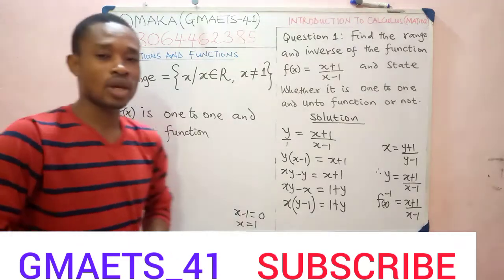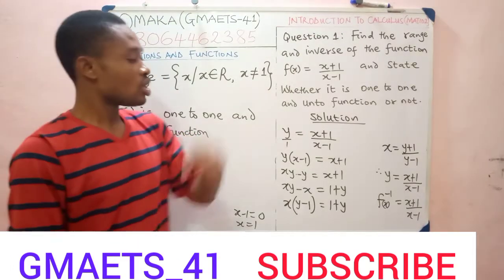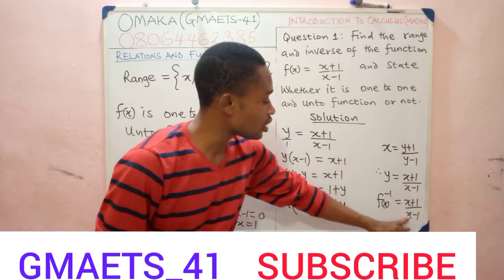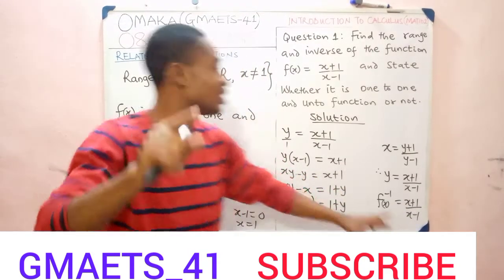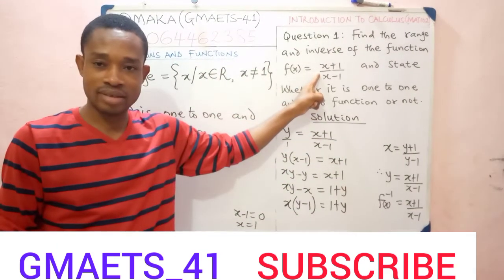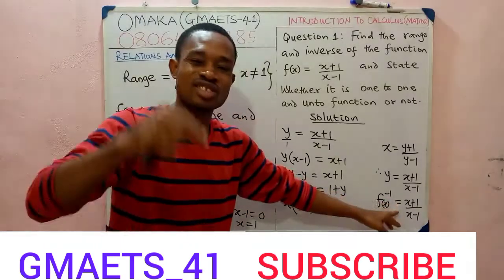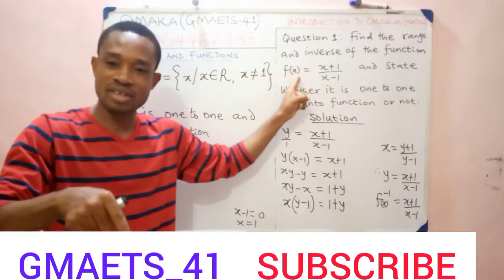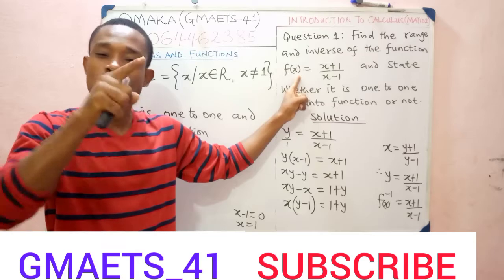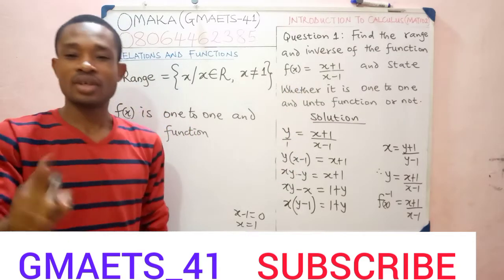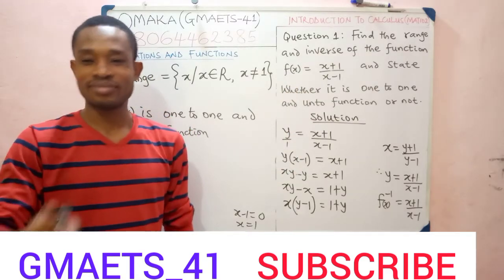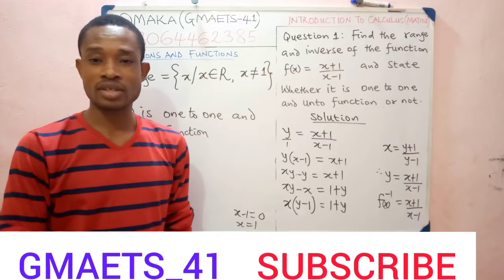Now, let me say this quickly before I leave the stage. Suppose this function is not exactly the same as this. If f inverse is not exactly the same as f of x, then the function is one-to-one, but it is not onto. Take note of that. You can put it down in writing.